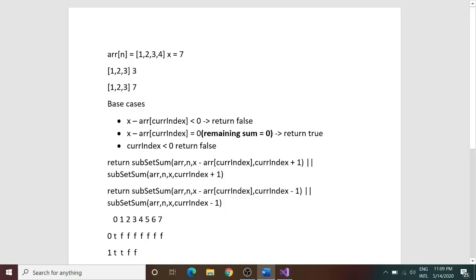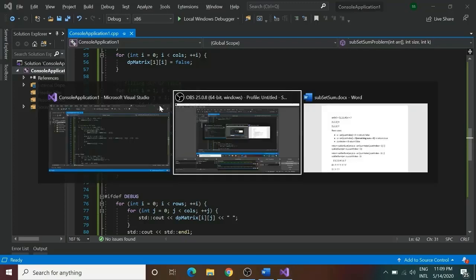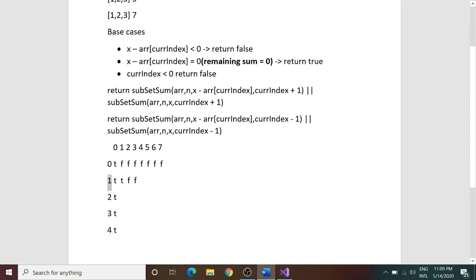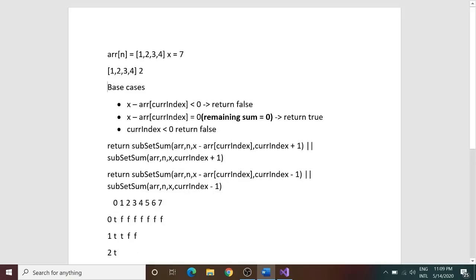But do I have anything as 4? No, I have 4 present at index 3, and hence I would be making use of I minus 1. The same thing I did over here. If j is less than array of I minus 1, so suppose if I take this 2, if 2 is less than 4, so it says this thing, that can I make a sum of 2 from any of the subsets present in this one?